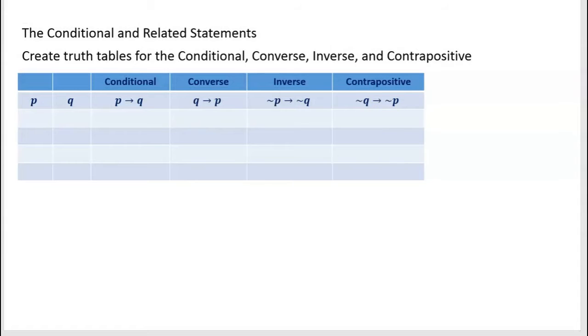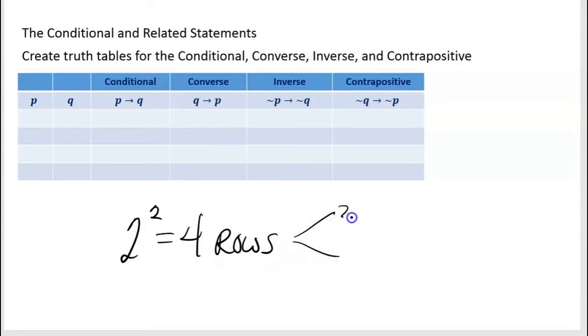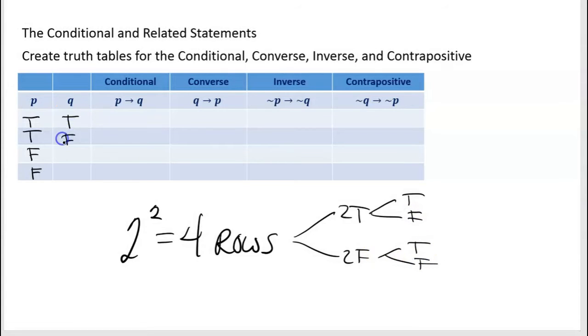You remember, if you have a P and Q, and that's all you have, then you have 2 to the second power, which is 4 rows. When you have four rows, you split that in half, right? And you do two T's and you do two falses. That's where you start. So I got two trues and two falses. And then you take that two and split it in half, and then you have a true false, and split in half, you have a true false. You with me? So true false, true false.